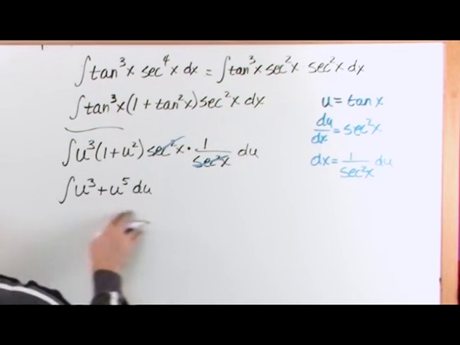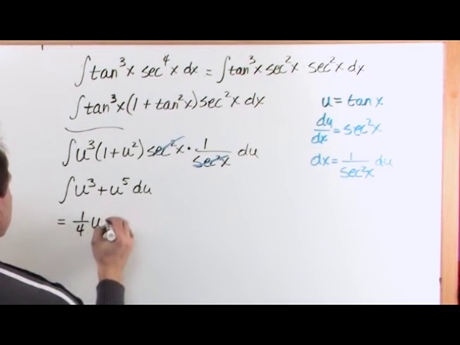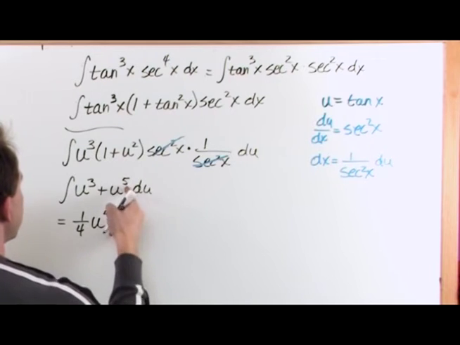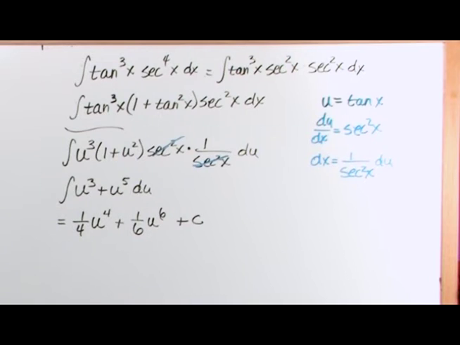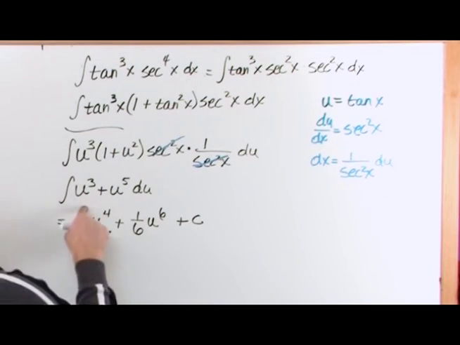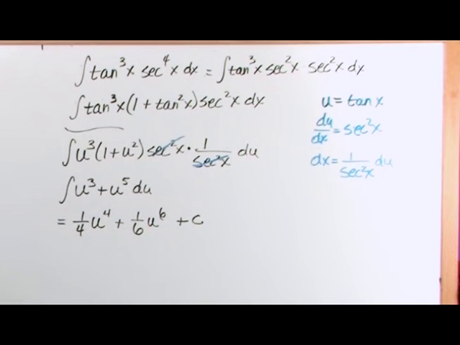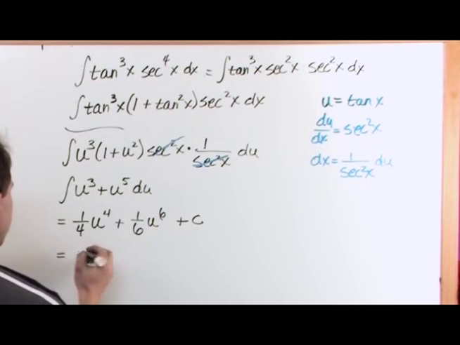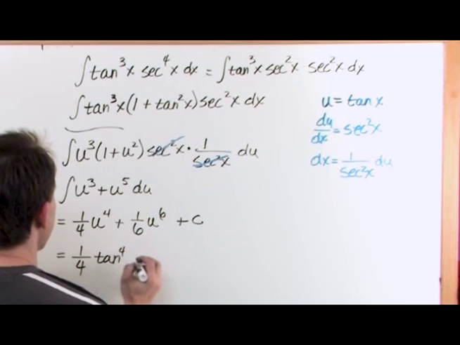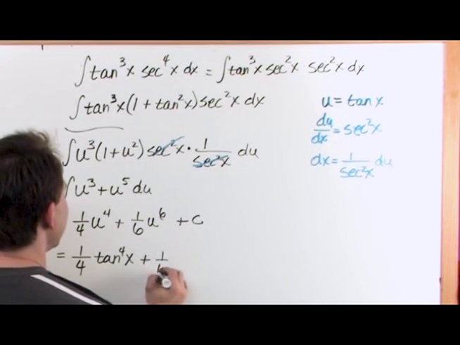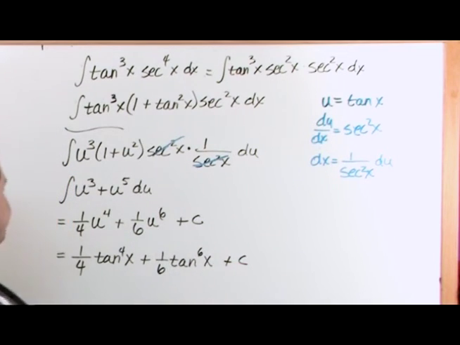And then I can actually integrate this thing right here, because it's just a simple polynomial. So that's going to be 1/4 u to the 4th power plus 1/6 u to the 6th power plus a constant. Your simple integration of your polynomial. 1 over exponent plus 1 times u to the exponent plus 1. Same thing for this one, exponent plus 1. Okay, and then the final thing, you just want to plug in what you know for u. 1/4 tangent to the 4th power of x plus 1/6 tangent to the 6th power of x plus a constant.